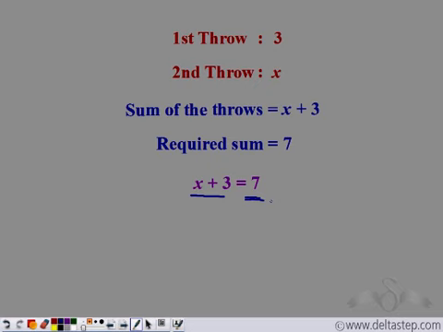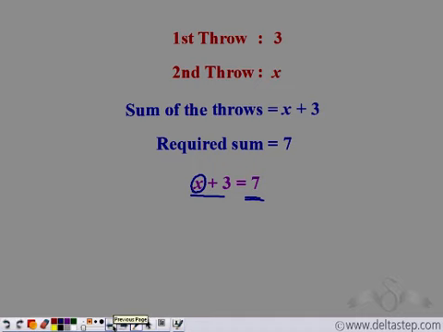And note that this is an equation. x plus 3 is equal to 7. This is an equation. And we want that value of x which makes x plus 3 give us 7. Now, you will observe that x is a variable here. So its value can change or vary. So as the value of x varies, the value of x plus 3 varies.